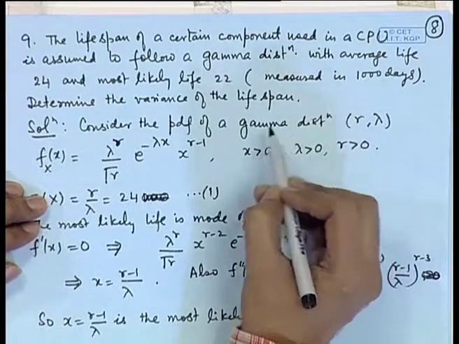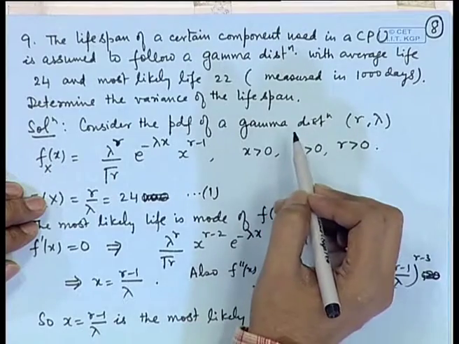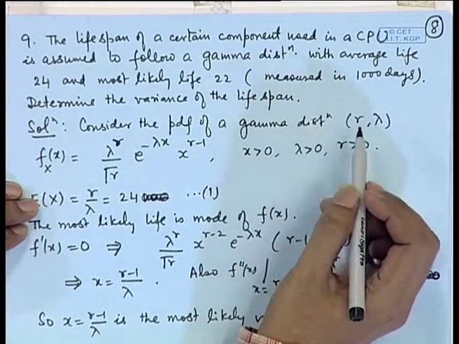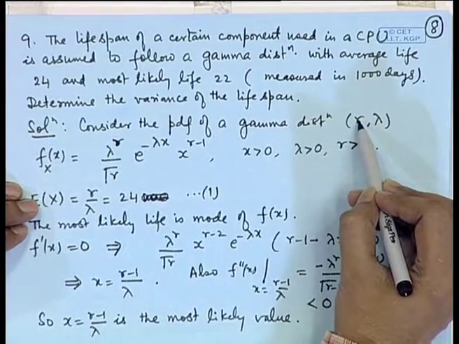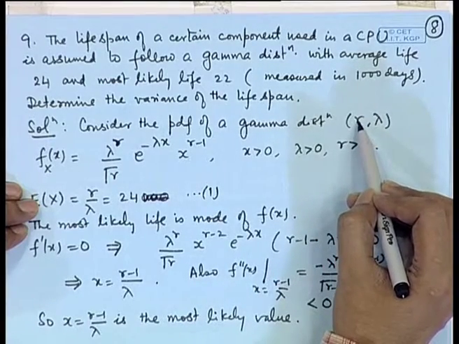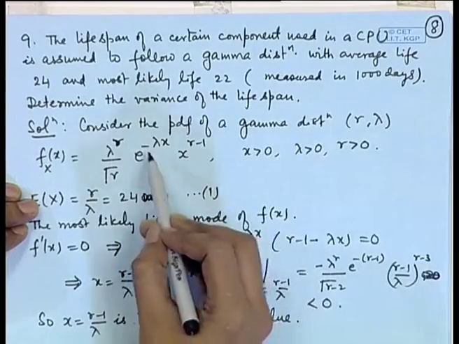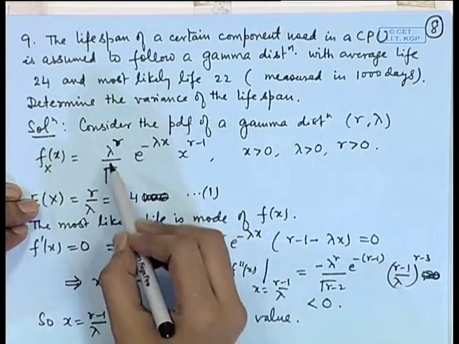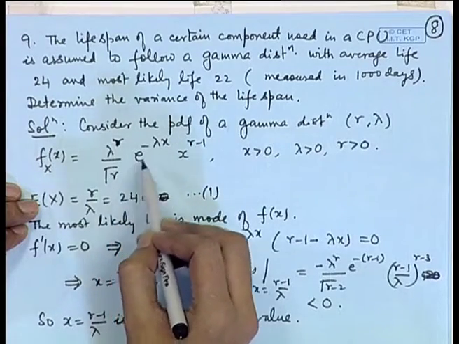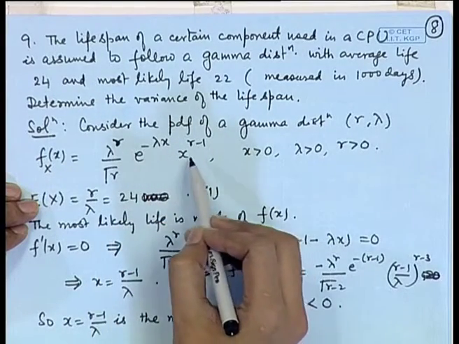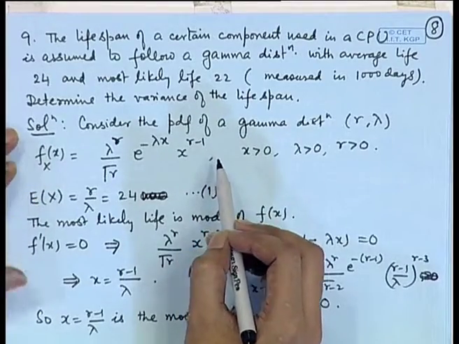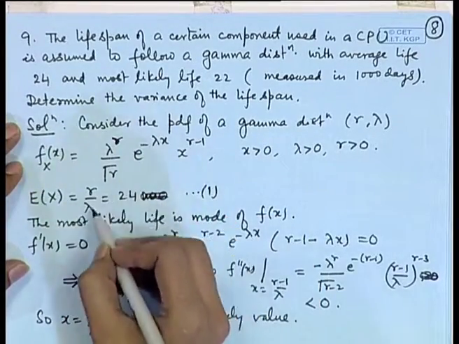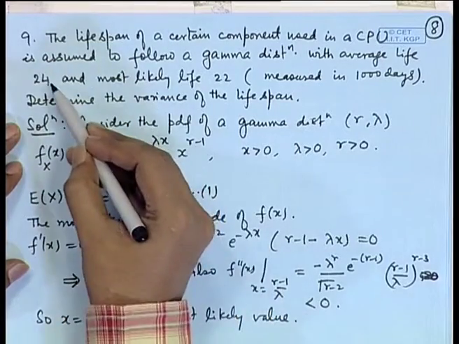So, the standard form of a gamma distribution we have considered as a waiting time for the rth occurrence in a Poisson process. So, we had the parameters r and lambda, and the form of the probability density function was given by lambda to the power r by gamma r e to the power minus lambda x, x to the power r minus 1. So, if we take the mean of this distribution, it was r by lambda, that is given to be 24.